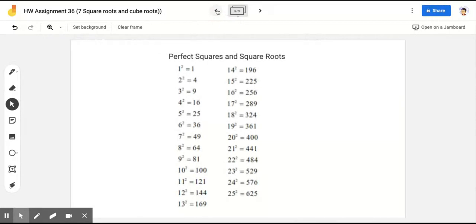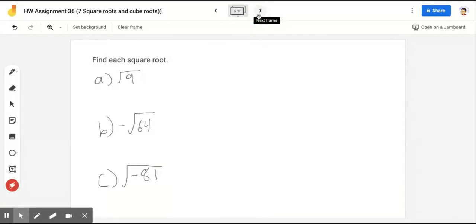So the first one asks us for the square root of 9. So I'm going to go right here, and I notice that the square root of 9, I can find it right here. 3 squared is 9. Therefore, the square root of 9 has to be 3.